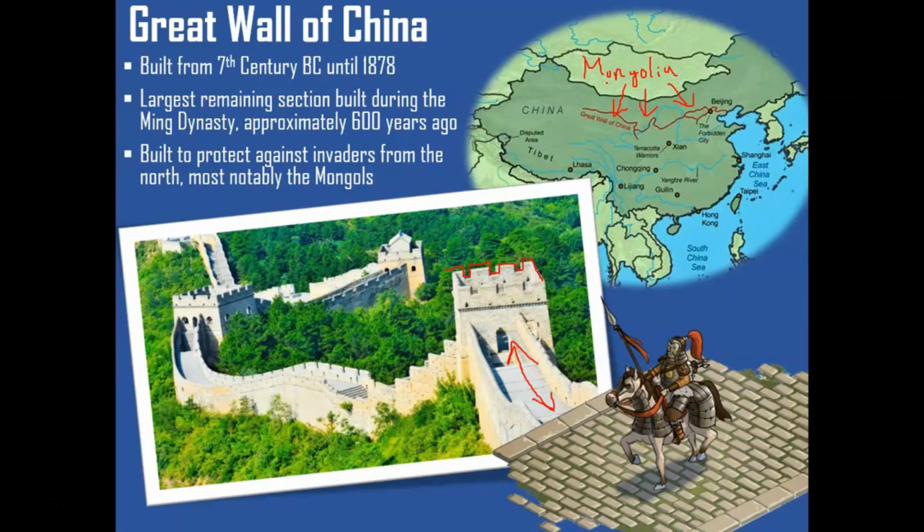And if the Mongols happened to make it to the far western side of the Great Wall, they would have had a very long, difficult march to actually make it all the way to Beijing, which is the capital city. So the Ming Dynasty was able to drive out the invaders, the Mongols, and they continued to fortify this Great Wall as a military defense against their warring neighbors to the north.